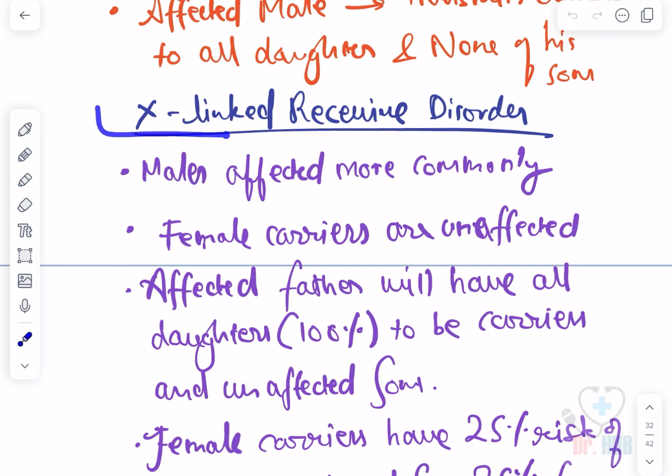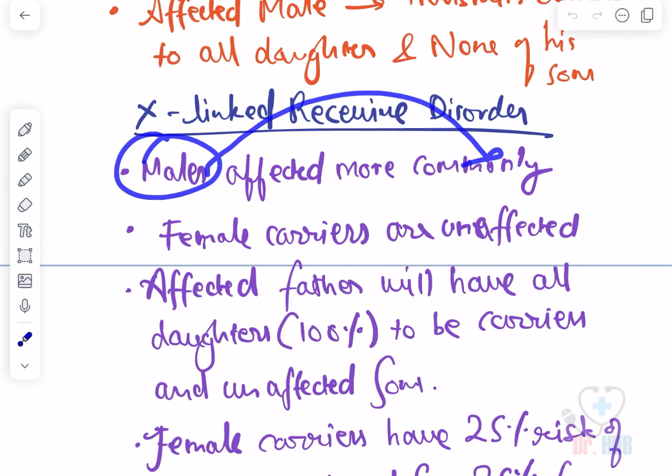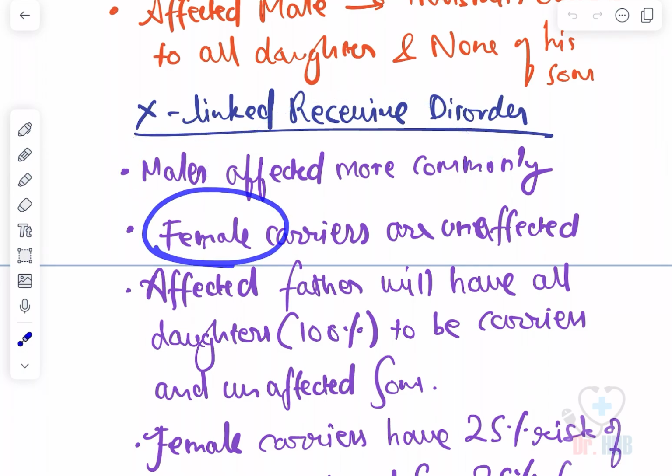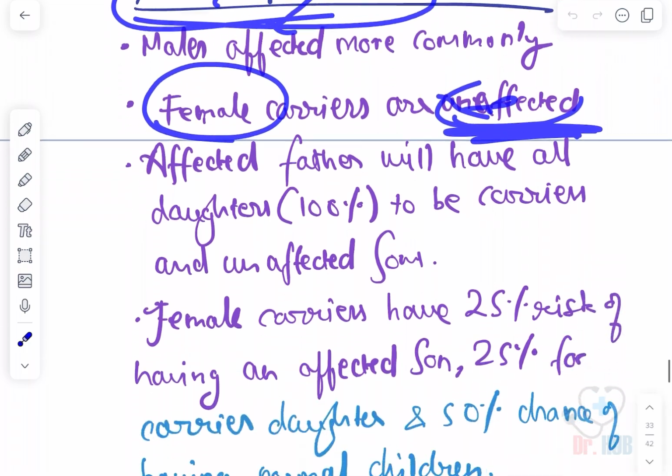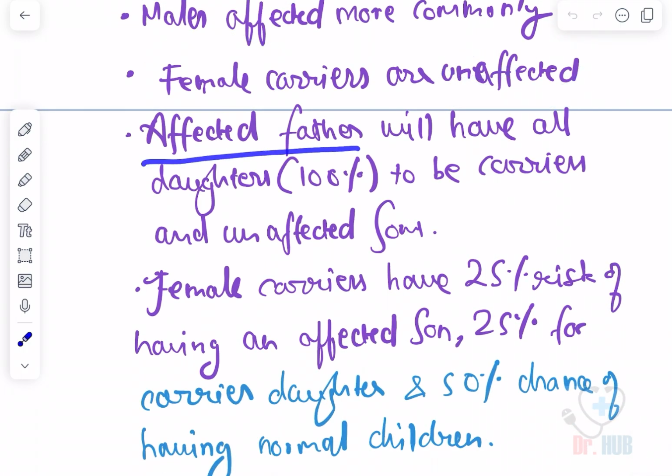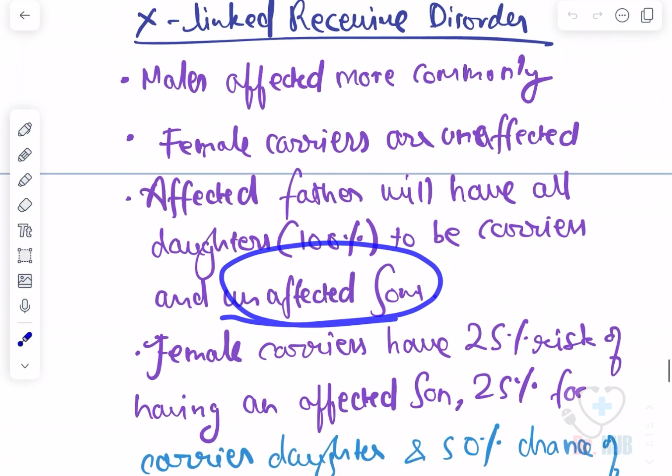Next we look at the X-linked recessive disorder. Here the males are more commonly affected and the female carriers are unaffected. So in X-linked recessive, the males are affected, the females are unaffected. And next, looking at the affected father, all the daughters will be carriers, whereas the son is unaffected.